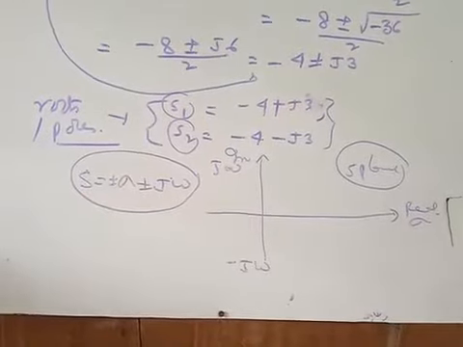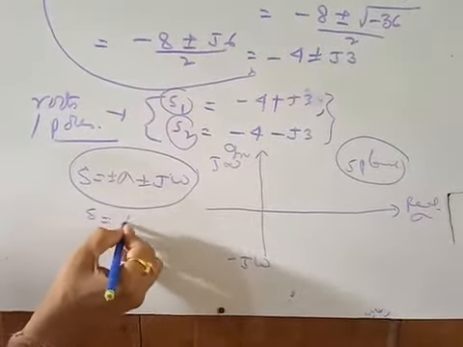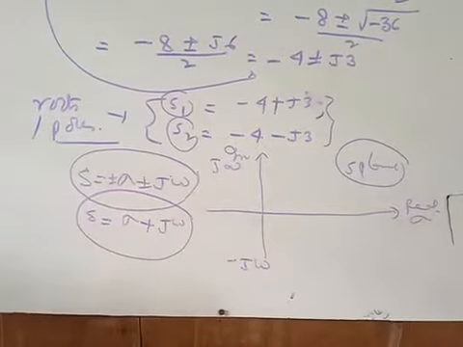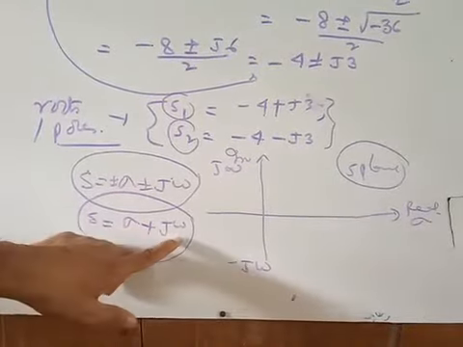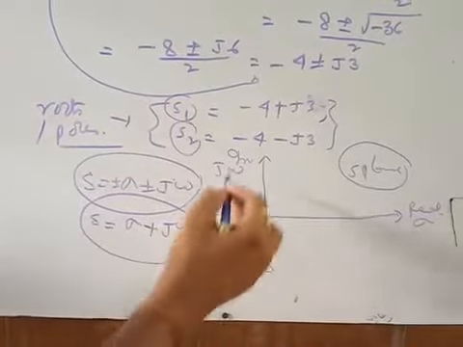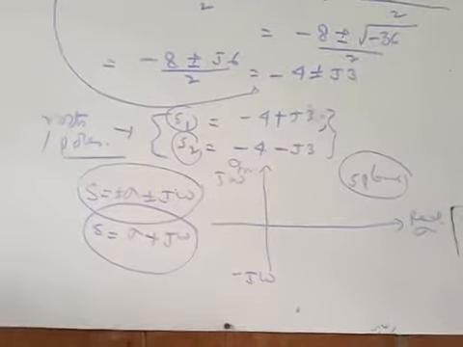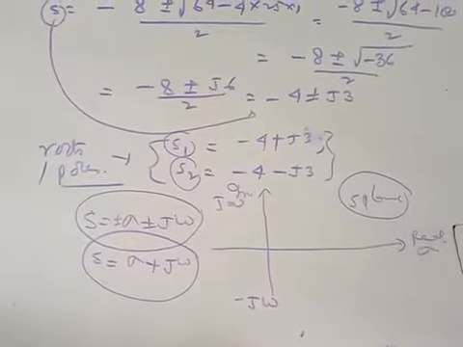For simplicity, what will you get? s is equal to sigma plus j omega. That equation is considered, and the values of the real value and imaginary value will give you the total s plane equation. Now, as in the case of a normal xy coordinate system, what will we get?